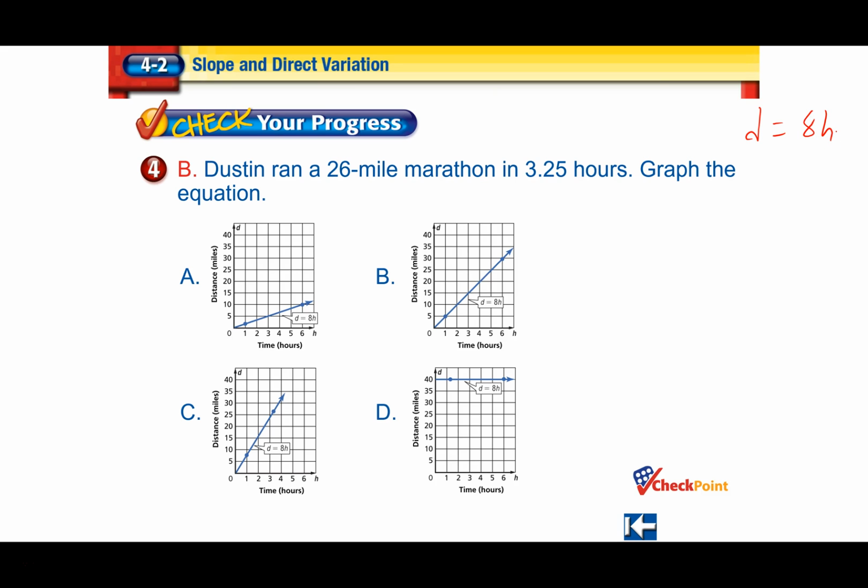All right, so Dustin ran a marathon in 3.25 hours. Graph that. We know my rate is going up by 8 each time, so up 8 over 1, up 8 over 1. It means it's not constant. That one looks like it's going up only 2. That's going up by 5. That one went up 8, so C.